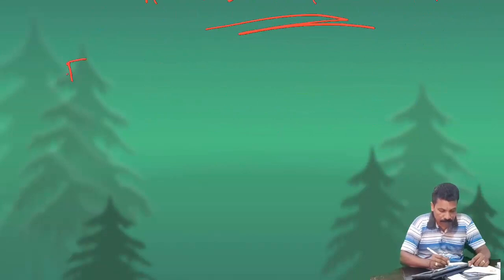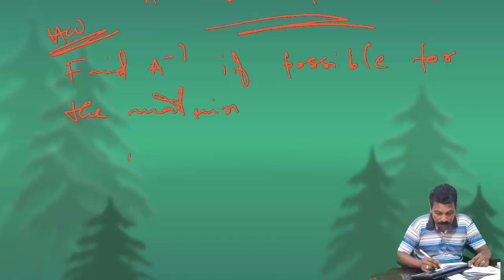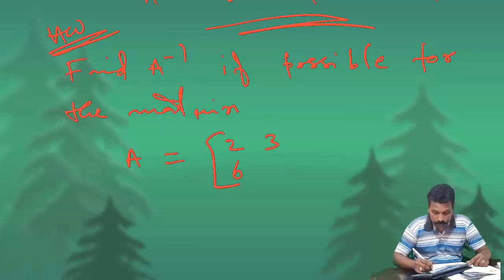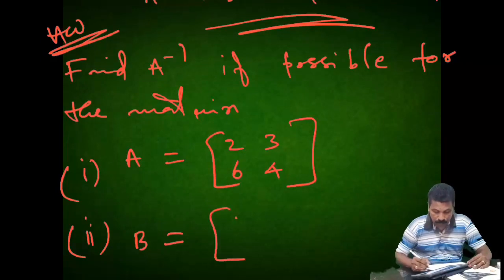And one more homework I can give you. If possible, find A inverse for the matrix. Capital A is equal to 2, 3, 6, 4. That is the first one. And second, capital B is equal to 2, 3, 4, 6.